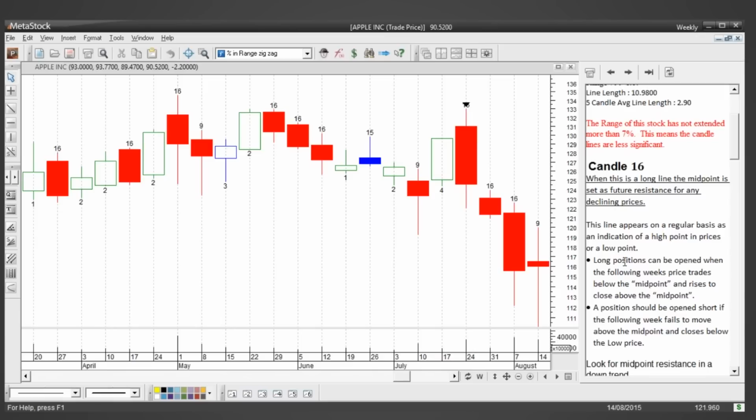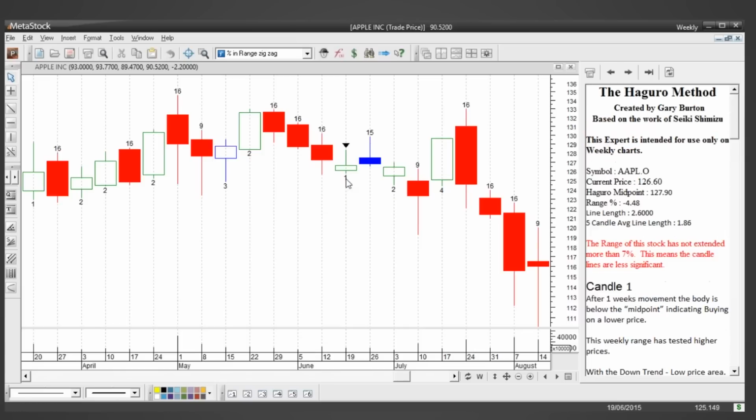So you've got two pieces of information. 16 often appears at the top, and we see it here as rejection when the sellers come in. And when the next week closes below the low, you generally get continuation with that move until it is stopped out. We can see in this example here, 16 up here, closed below the low, the following week traded lower, and then was followed by a 1.